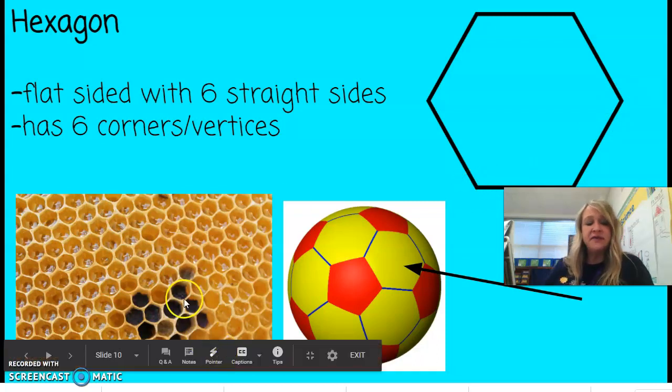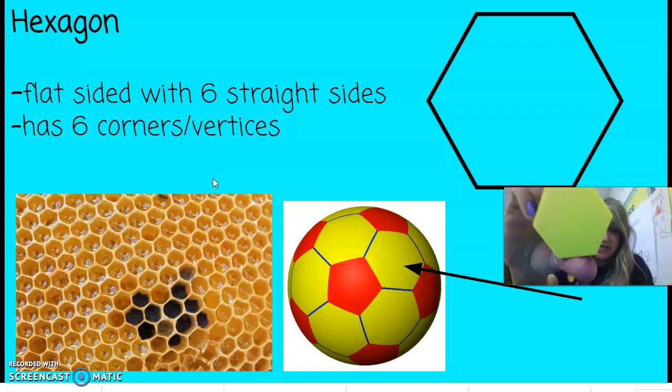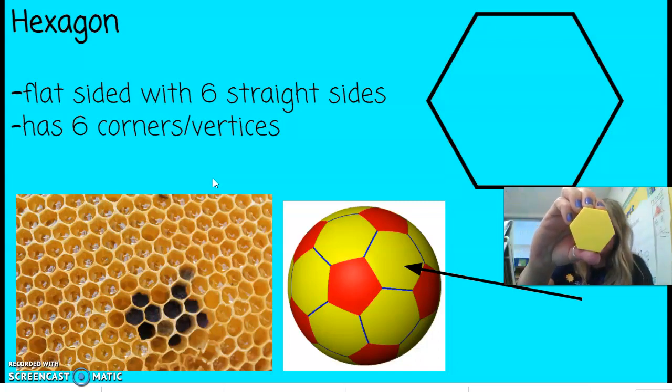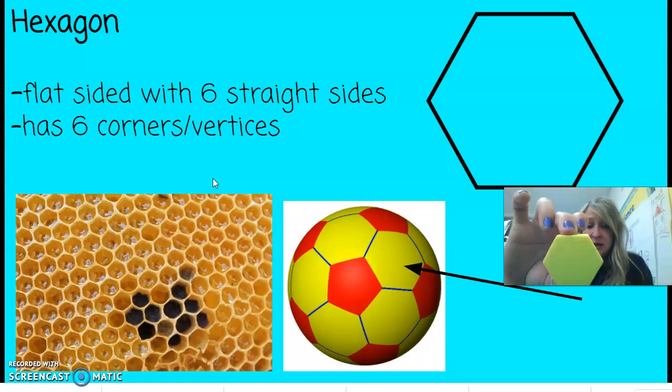Here are some examples of hexagons. What do you think this is from? If you said beehive, you were correct. A beehive has a hexagon shape. Can you see that a little bit better, a little closer? The soccer ball has 2 different shapes on it, but the yellow ones are hexagons, just like my shape.